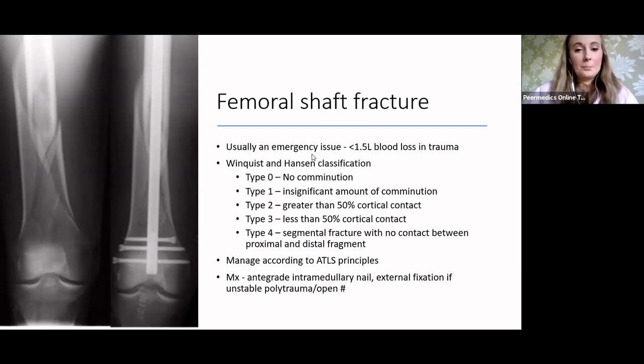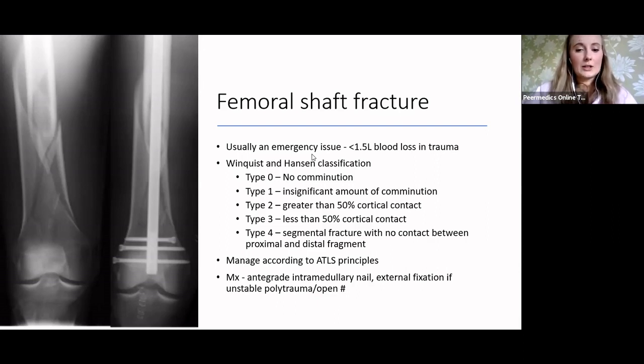And to classify it, you use the Winquist and Hansen classification. This wasn't something I'd ever seen come up in lectures before, but I've thrown it in there for interest because I found it when I was preparing these slides for you guys. You can see the breakdown of the types in there. So again, manage it according to ATLS principles.